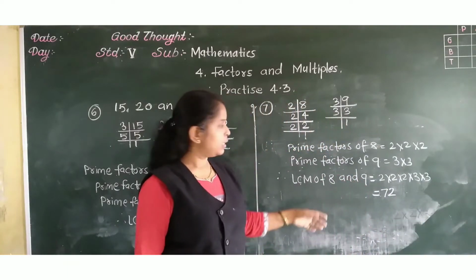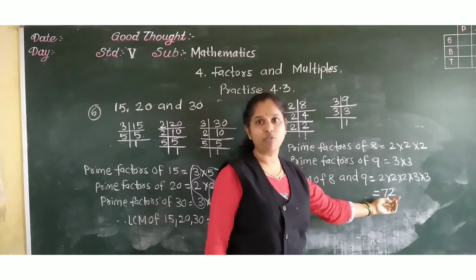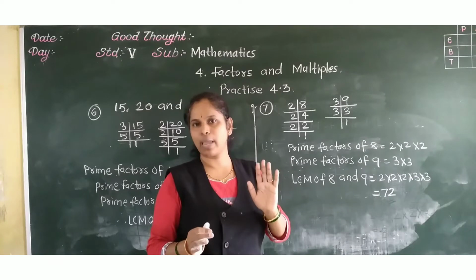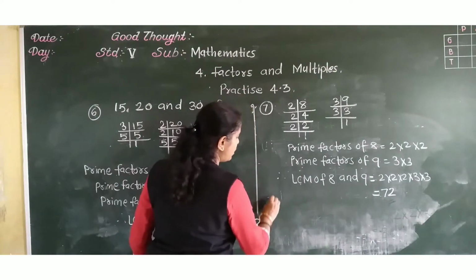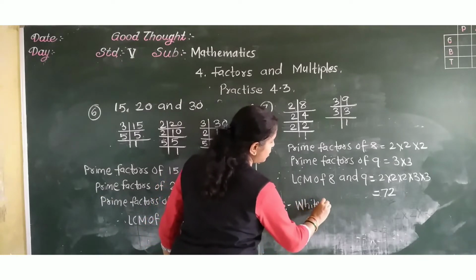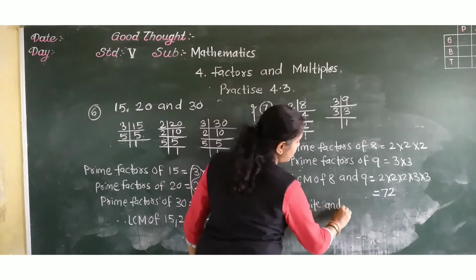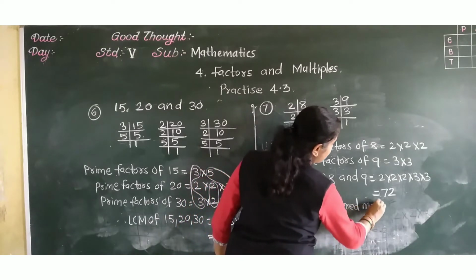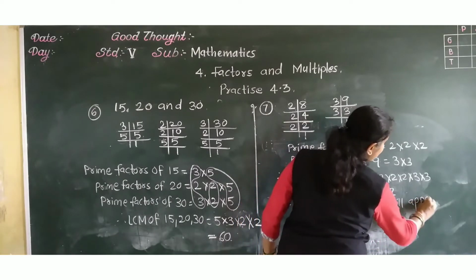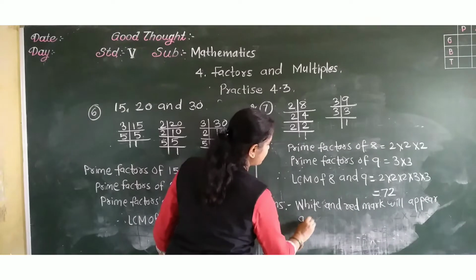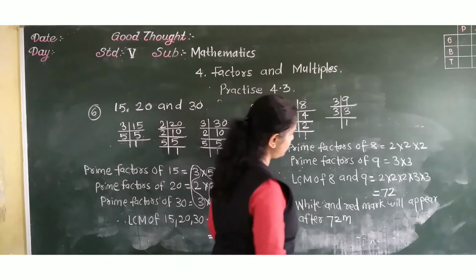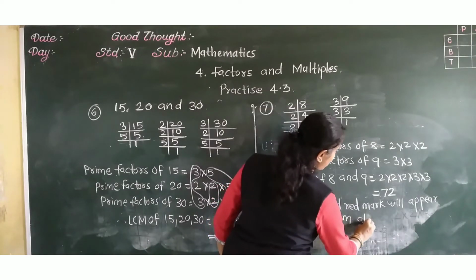Correct? This is the shortest distance where the red mark and white mark will appear at the same place. Okay? So what answer will be there? White and red mark will appear after 72 meters at first time.